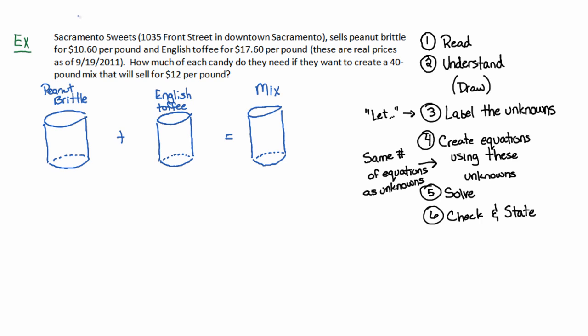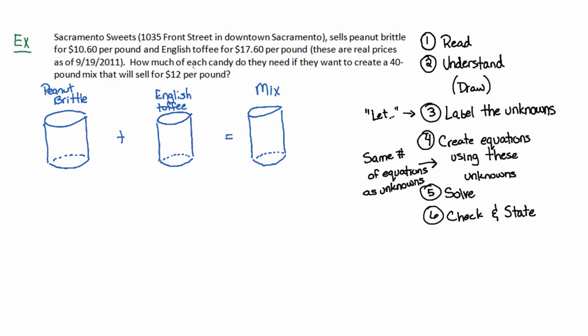When you show up at a store, you see a bag of peanut brittle. It has a price on it. It has how much it weighs. So that's what we're talking about. So I understand the situation. I've drawn a picture, sort of. Now I'm going to label my unknowns, and I'll label them down here just to give myself some room.